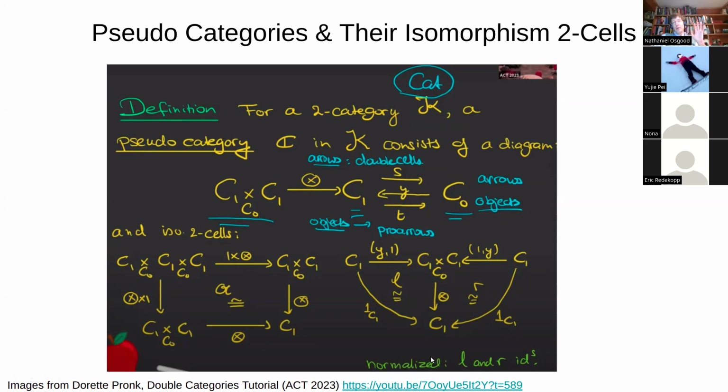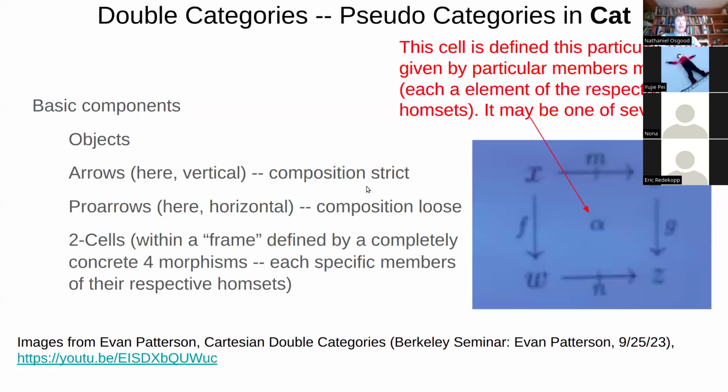And I guess Doretta comments that for a normalized one, these are identities. So composing with an identity gives exactly that thing.